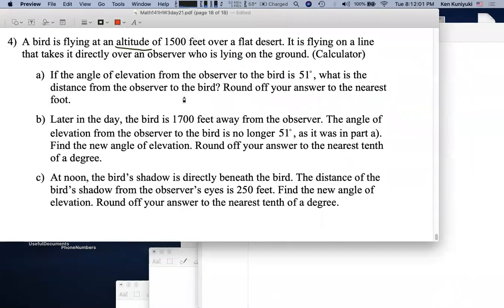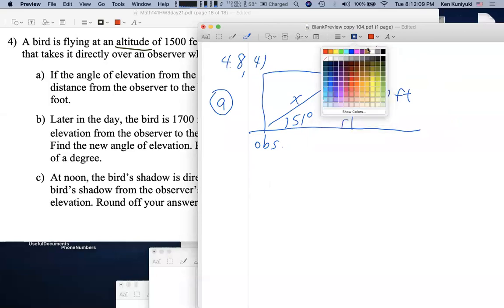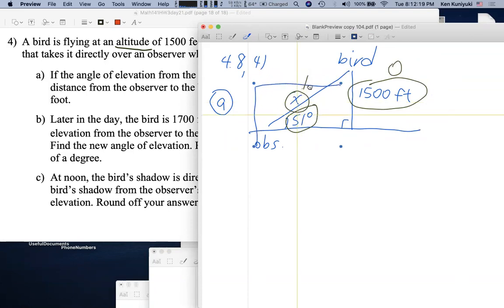So what's the distance from the observer to the bird? Round off your answer to the nearest foot. All right, what do I know? I'll do this in green. I know the angle. I know the opposite side, O. I know the hypotenuse, H. What famous trig function relates opposite side and hypotenuse? I'm thinking sine, more than cosecant.